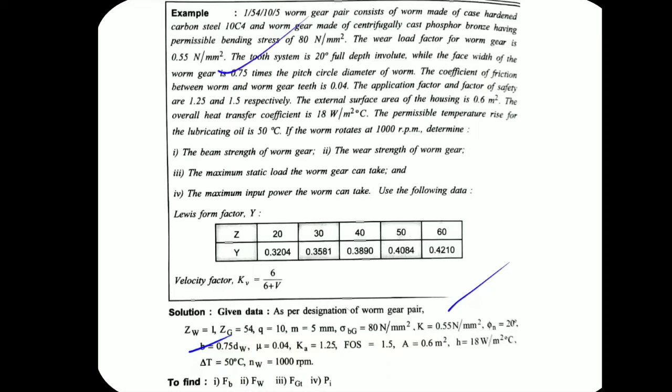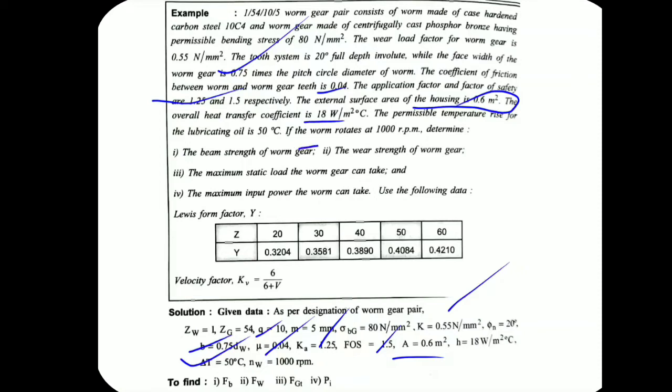The coefficient of friction between worm and worm gear pair is 0.004, that is mu. The application factor K, and factor of safety FOS, 1.25 and 1.5 are given. I have written them in the given data. The expected surface area of the housing is 0.6 meter square. The overall heat transfer coefficient H value is 18 watt per meter square degree centigrade. The permissible temperature rise of the lubricating oil is 50 degree. So the total oil lubricating temperature rise, that is delta T, 50 degree they have given.